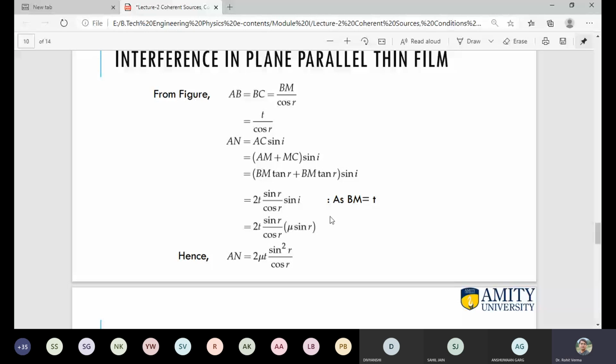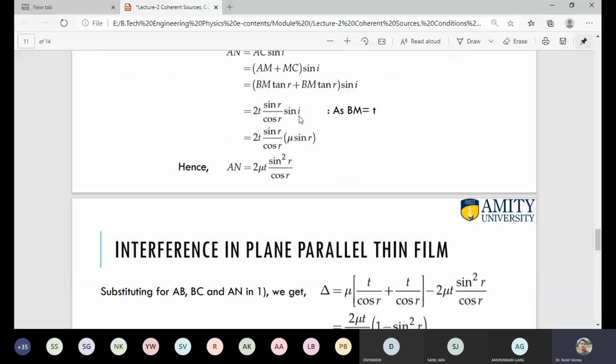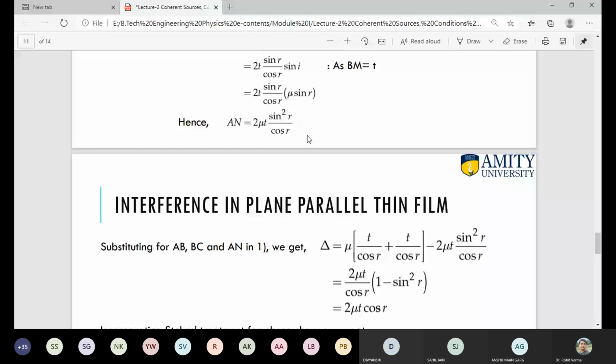Therefore it will be 2T, and tan R you can write sine R upon cos R multiplied by sine of I. And from Snell's law, you know that the refractive index mu is equal to sine I upon sine R. So at the place of sine I, you can write mu sine R. So if you simplify it, then AN comes out to be 2 mu t sine square R upon cos R.